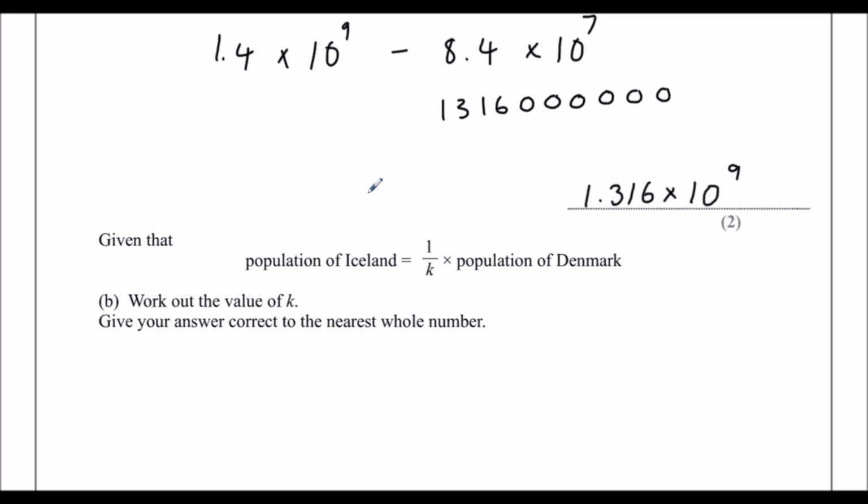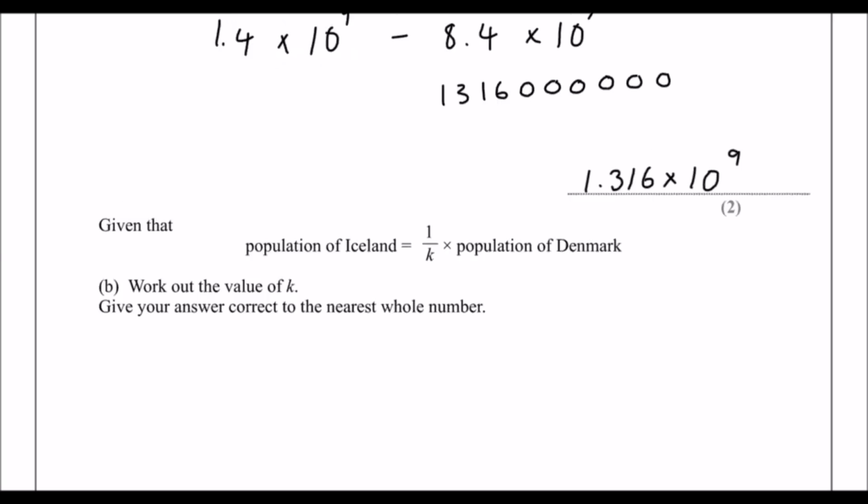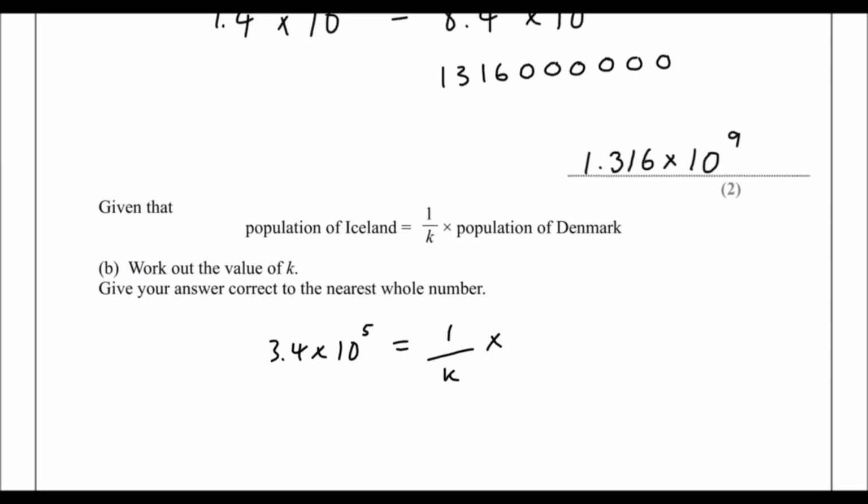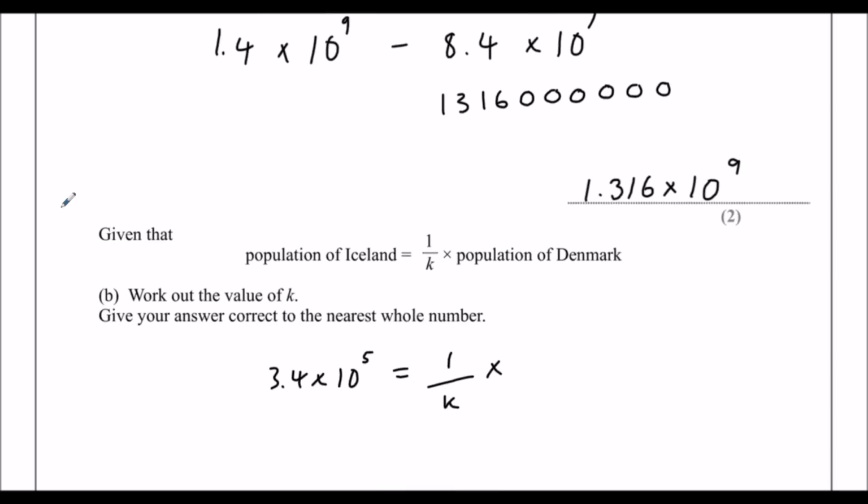Part B, given that the population of Iceland is 1 over k times the population of Denmark, work out the value of k. So the population of Iceland, 3.4 times 10 to the power of 5 is equal to 1 over k times the population of Denmark, 5.8 times 10 to the power of 6.